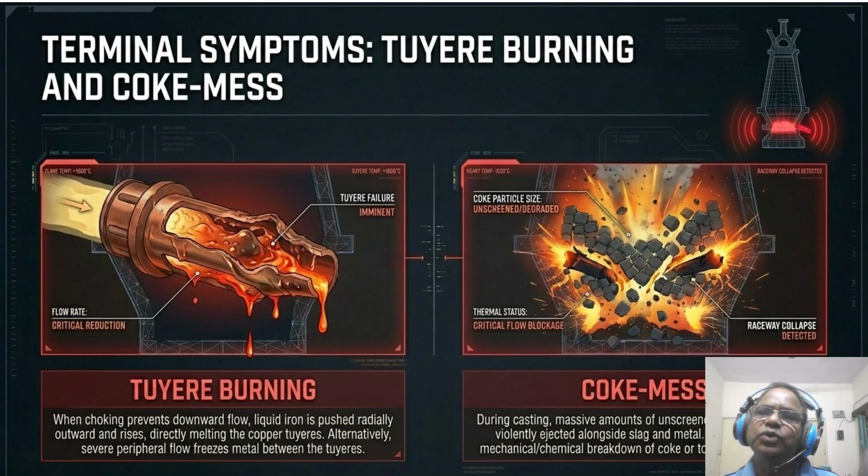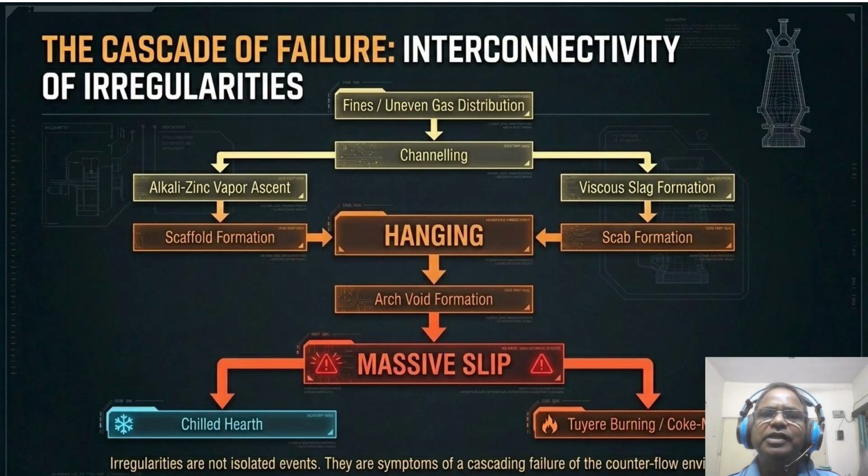These events do not happen in isolation. They are part of a connected failure chain. Our next slide is on the cascade of failure, the interconnectivity of the irregularities. This flowchart is the most important big picture visual in the deck. It starts at the top with fines and uneven gas distribution, which leads to channeling. From there you will see two paths, one leading to alkali and zinc vapor ascent and scaffold formation, and the other to viscous slag and scaffold formation.